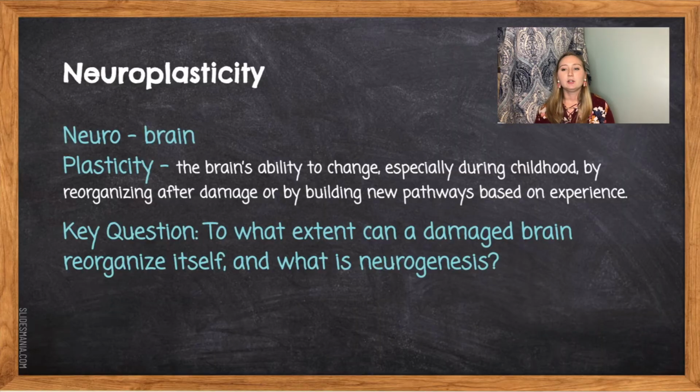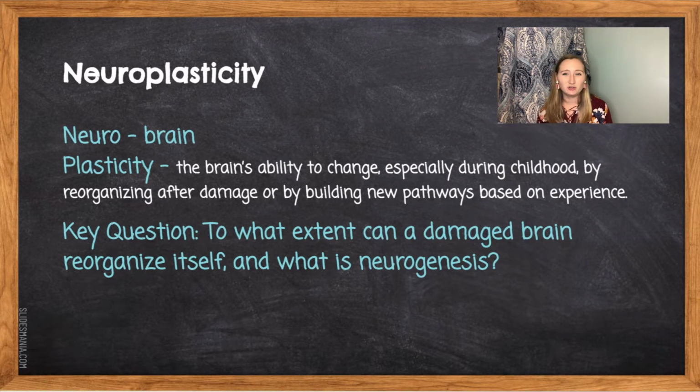Alright, the first objective. We're going to discuss the role of neuroplasticity in traumatic brain injury. Neuro, of course, refers to the brain. Plasticity is a new word, though. This is the brain's ability to change, especially during childhood, by reorganizing after damage or by building new pathways based on experience. So basically, it is the brain's ability to grow and change and to develop over time and to recover from damage. The key question here is, to what extent can a damaged brain reorganize itself?